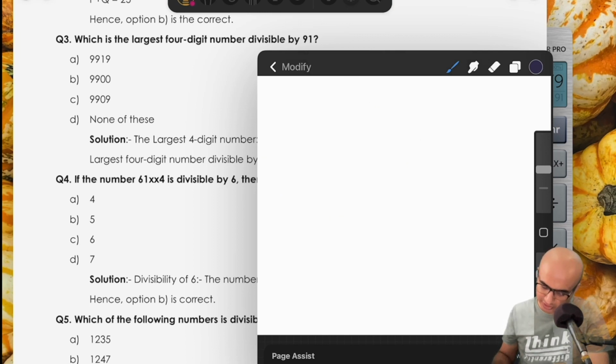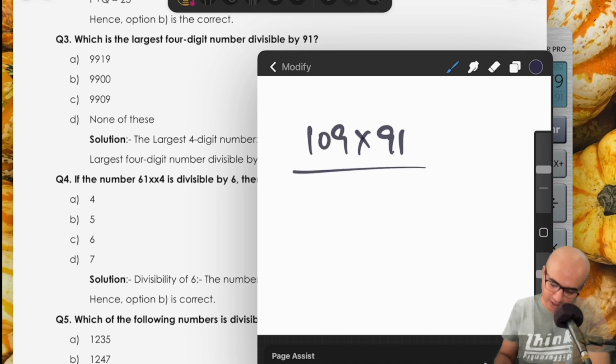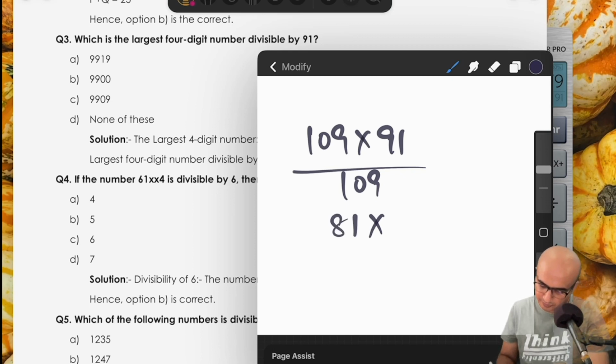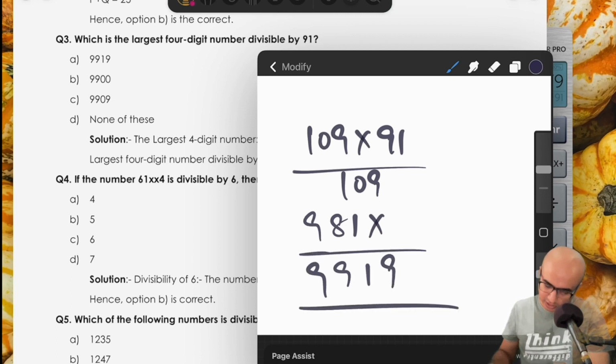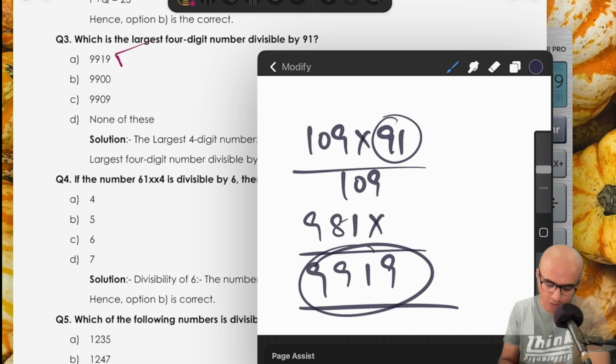So what we need is to multiply 109 by 91. So this will be 109 itself. 9 nines are 81. 9 ones are 9. So 9919. So the largest 4-digit number which is actually divisible by 91 is 9919, which is option A. So that's how we arrive at the answer.